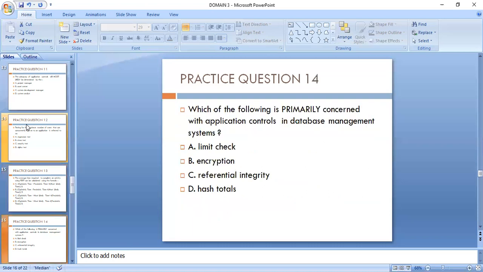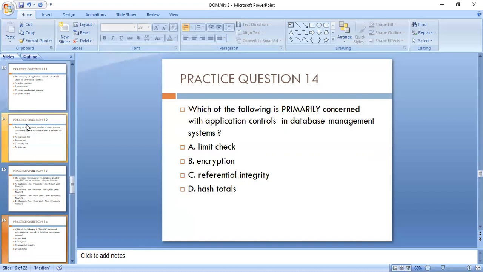Okay. 14. Which of the following is primarily concerned with application control in database management systems? A. Limit check. B. Encryption. C. Referential integrity. D. Hash totals. So which of these controls is unique to database management systems? Limit check, you want to know the maximum amounts that the system can process. So that can be found in any system, whether database or application.